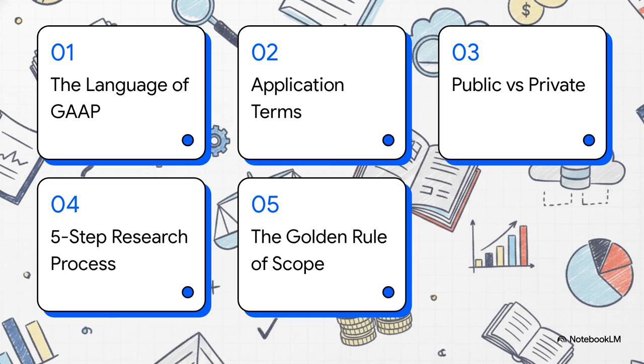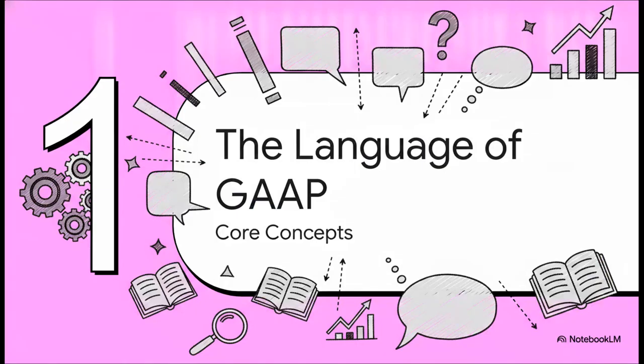We've got to build our foundational vocabulary first, so we'll start with the language of GAAP, then move into application and research terms. After that, we'll contrast public versus private entities, walk through the 5-step research process, and finish up with the golden rule of scope. Okay, let's dive into Section 1, the language of GAAP, core concepts.